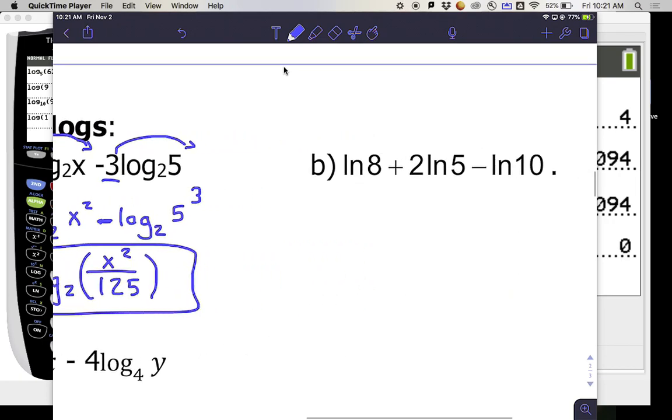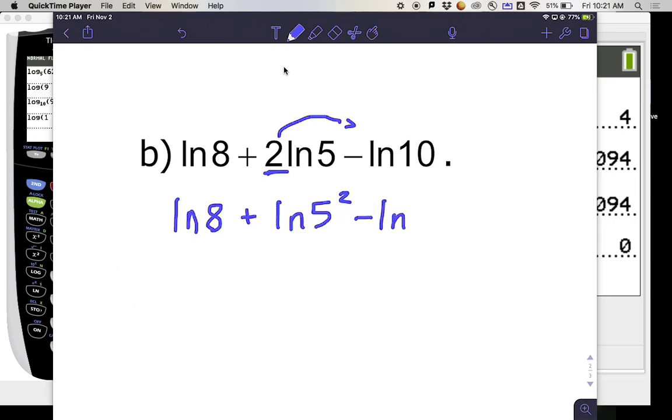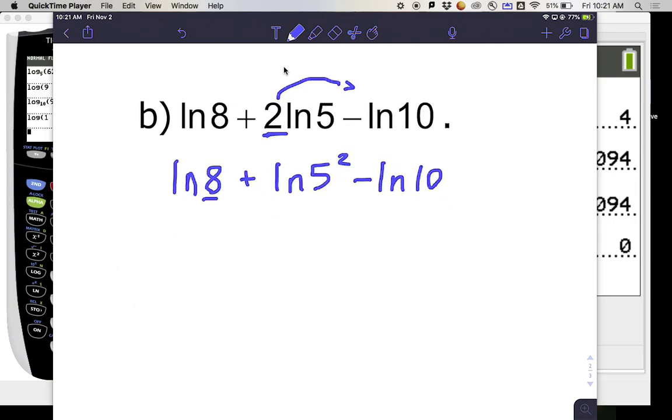Okay, the next big one here. So we got another coefficient out in front, so that's going to come up here as a power. Notice these are all natural logs. So this first one here, I'm going to write natural log of 5 squared. And then we got minus natural log of 10. Okay, and then since you got a plus implied in front of the first log and then in front of the second log right there, those are going to be multiplied together. So that's going to be natural log of 8 times 5 squared. And then we're going to divide all of that.